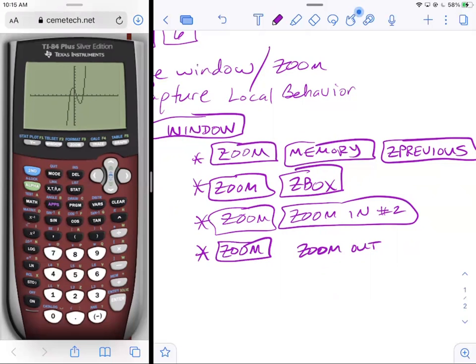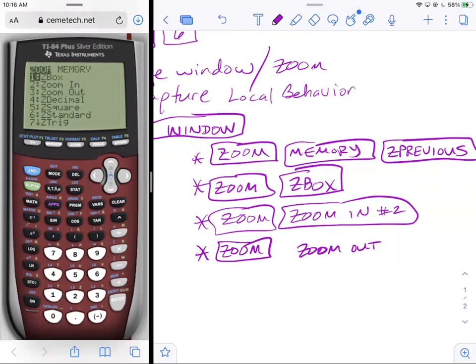By the way, we don't call these vertices anymore. We call them local max and mins, because a vertex is only for a parabola because of the symmetry. So if we were to zoom out, it would be a real quick way to see if there is anything else. Now, let's zoom out.